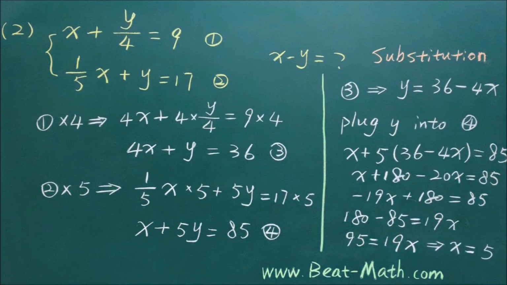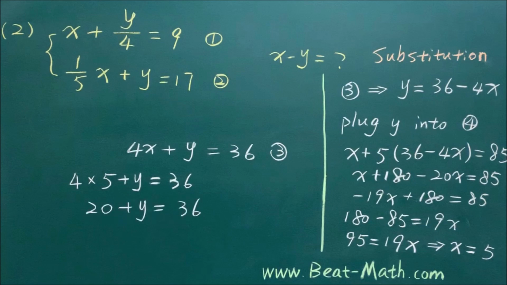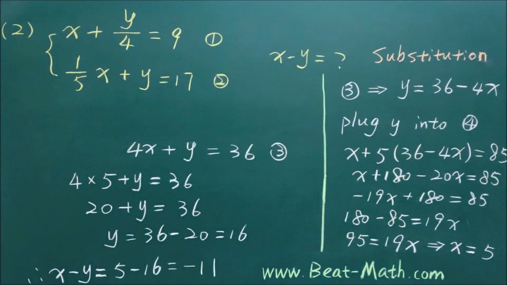Plug x into any equation. We'll choose equation 3. 4 times 5 plus y equals 36. 4 times 5 equals 20. Move 20 to the right and get negative 20. y equals 36 minus 20. y equals 16. Okay, now you know x equals 5 and y equals 16. So x minus y equals 5 minus 16, which equals negative 11. And it's done. In this case, substitution is not difficult.